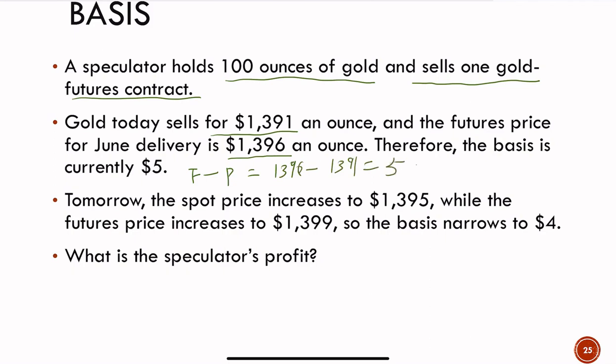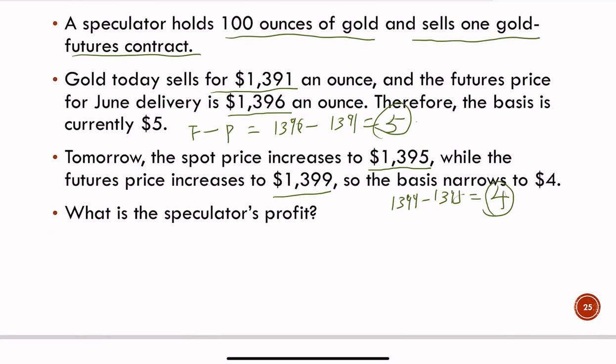And let's say tomorrow the spot price increases to 1395 and the futures price increases to 1399. So the basis would be 1399 minus 1395, which is 4. So what you can see here is basis decreases from 5 to 4. Now let's see how this person can profit from the narrowing of the basis. So the question asks about the speculator's profit.